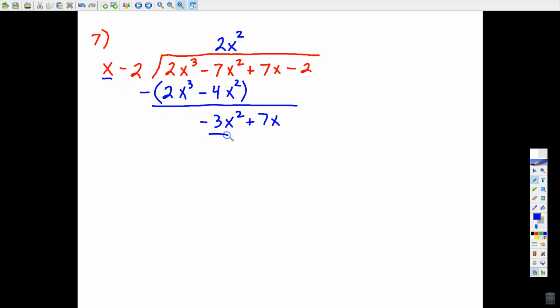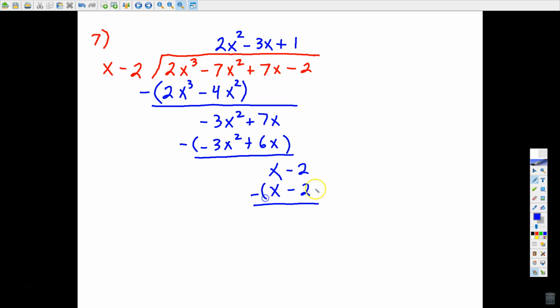Now we're dividing first term into first term again. So we're going to see how many times x divides into negative 3x squared. That's negative 3x times. Multiply negative 3x times both of these. Negative 3x squared. And then negative 3x times 2 is positive, or plus, 6x. Subtract. Okay, the x squares cancel. 7 minus 6 is 1x. And now bring down the next term, minus 2, and divide one more time. x goes into x, positive 1. And now multiply 1 times each of these. And you'll see when we subtract that we're going to get a 0 remainder. So the answer for number 7 is 2x squared minus 3x plus 1.